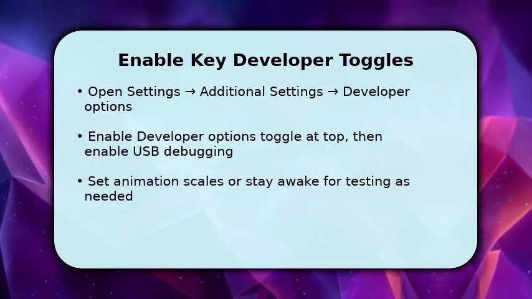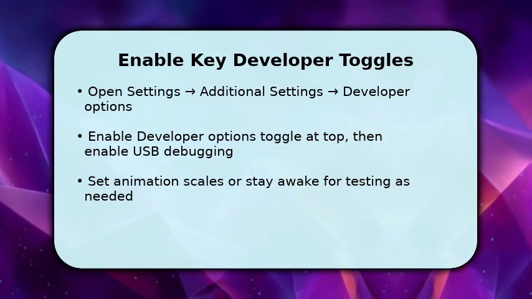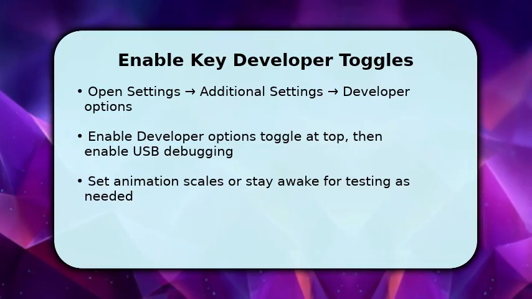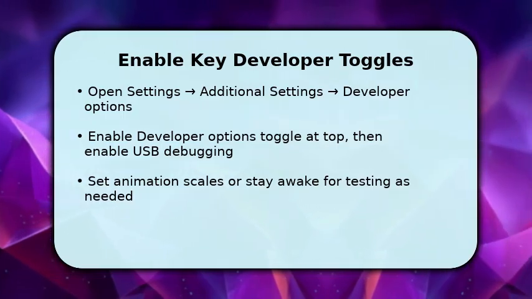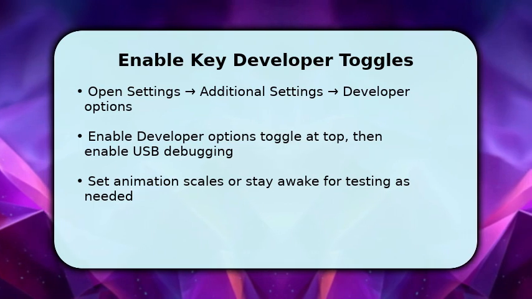Adjust animation scales to 0.5x for faster UI testing, and enable Stay Awake if you need the screen on while charging. Make changes deliberately. Many toggles affect system behavior, so change one setting at a time and observe results before proceeding.